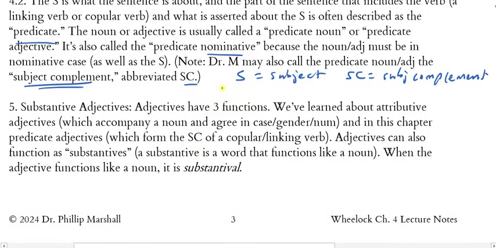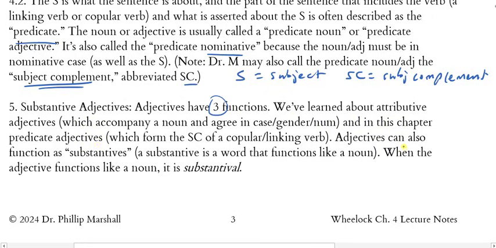Okay, our last section here is on substantive adjectives. Adjectives are describing words. These are words that describe or modify a noun, and they have three functions. We have learned about two of them so far. We learned about attributive adjectives. Remember, these accompany a noun. They're side by side with a noun. Usually they come after a noun, and they agree with that noun in case, gender, number. And in this chapter, we've learned about predicate adjectives, where you have a form of the verb sum, and they form the subject complement with that copular verb sum, or the linking verb sum.